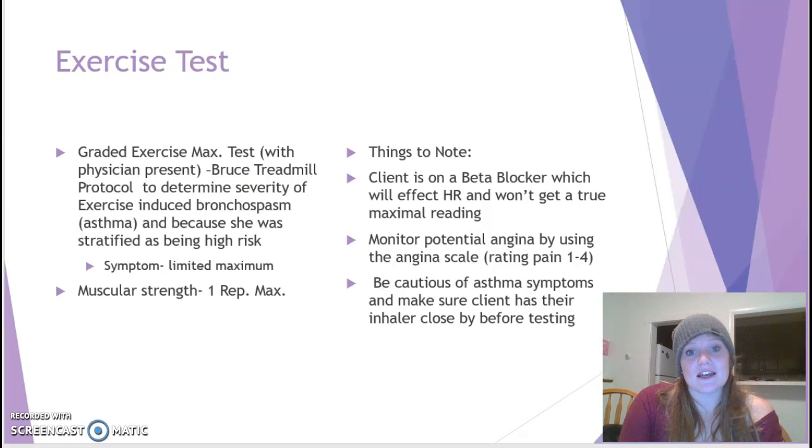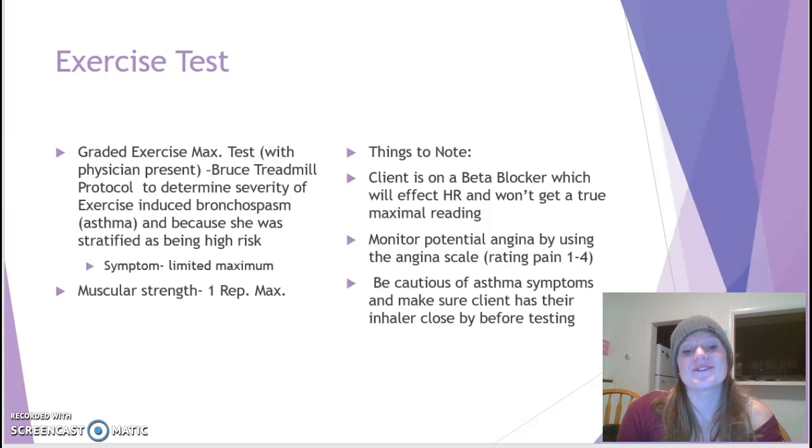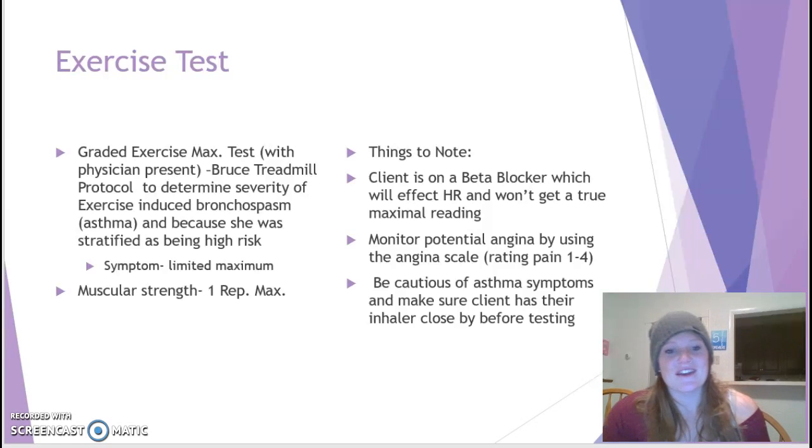So for the exercise test, we're going for the graded exercise max test with a physician present, of course. And we're doing the Bruce protocol treadmill test to determine the severity of her exercise-induced asthma. Because of this, and because she was high risk, we're going for a symptom-limited maximum, because if she does feel any symptoms of her asthma and the bronchospasm that occurs with it, then we really do need to stop because we don't want to risk her health.